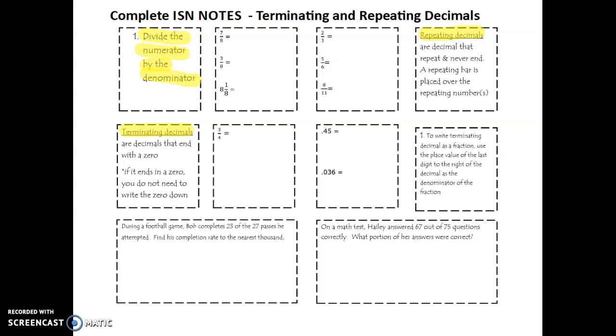So in your ISN, here's the notes for terminating and repeating decimals. The ones I've highlighted, those you need to copy into your ISN. These terms, it is a repeating decimal when it repeats. It is a terminating decimal when it ends. Don't forget to divide the numerator, that is the top of the fraction, by the denominator, that is the bottom. Look down and see the denominator of the fraction. Now I'm going to get you to try these ones at home, and they'll get checked when you return to school.